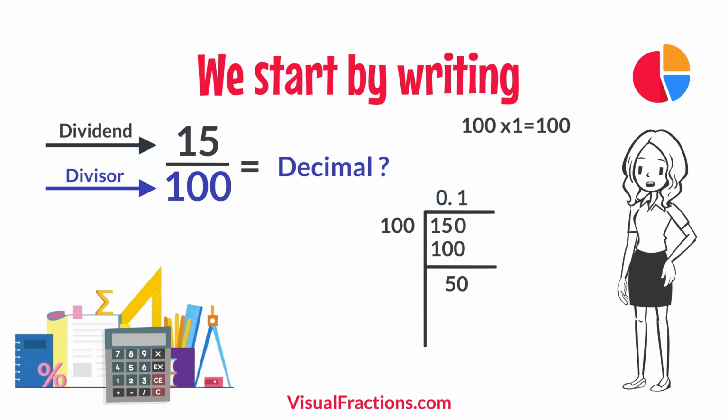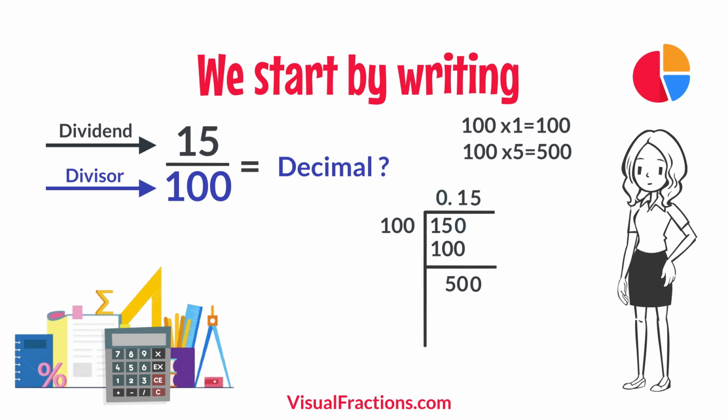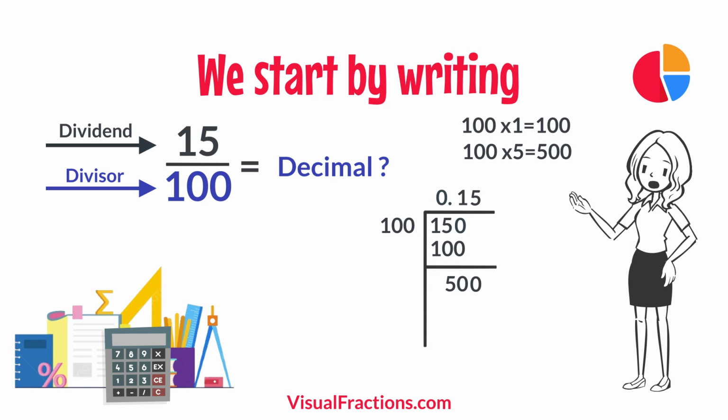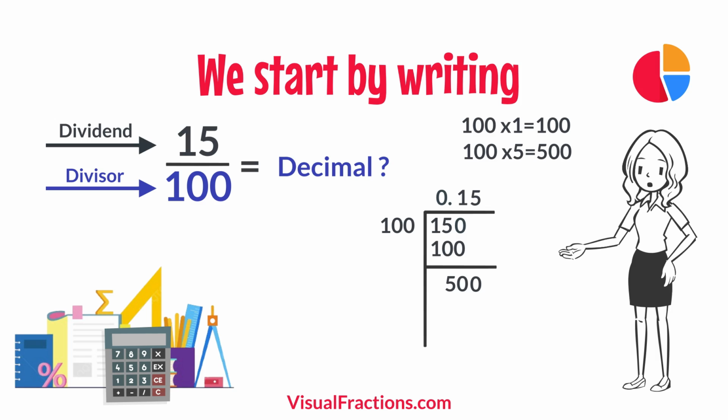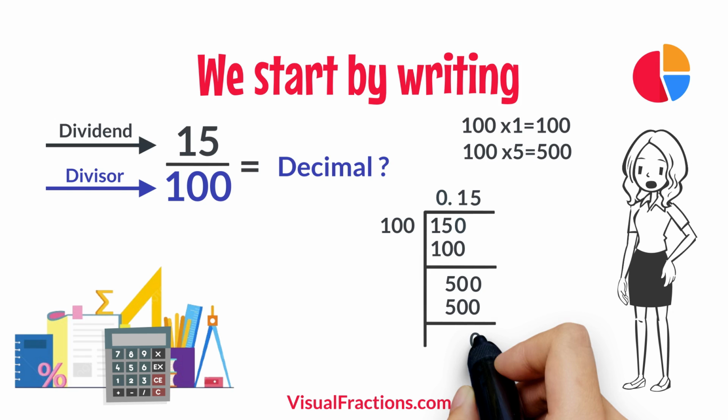Next, we add another 0 to the remainder, making it 500. How many times does 100 go into 500? 5 times. We write 5 after the decimal point in the quotient, making it 0.15. Multiplying 5 by 100 gives us 500. When we subtract 500 from 500, we get a remainder of 0.